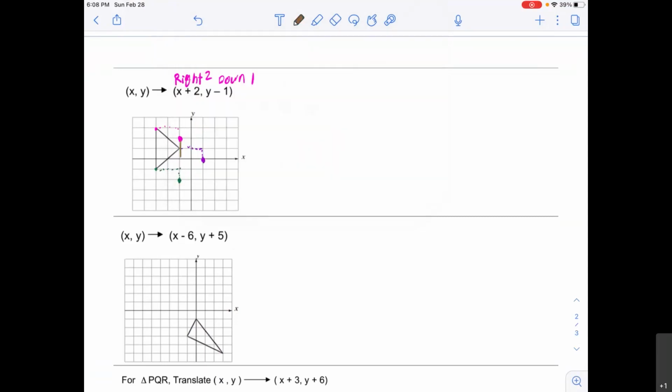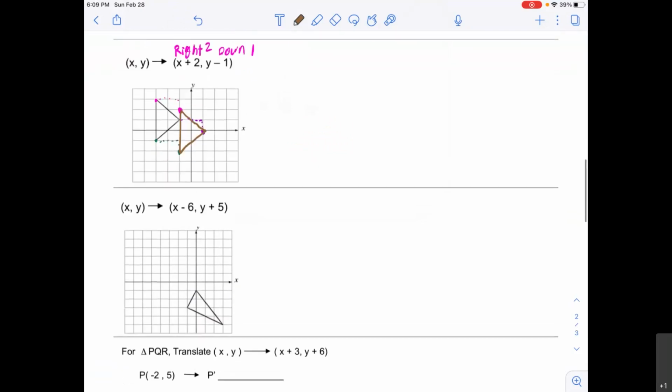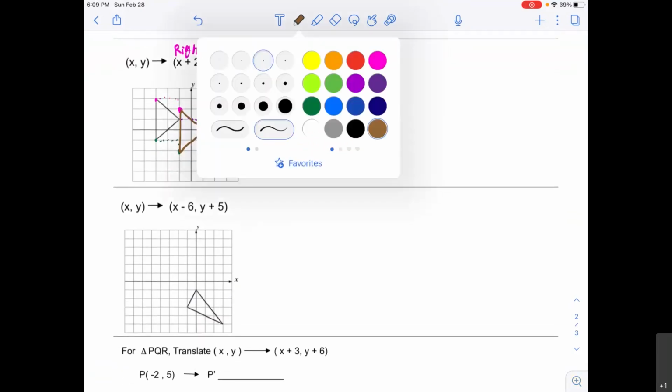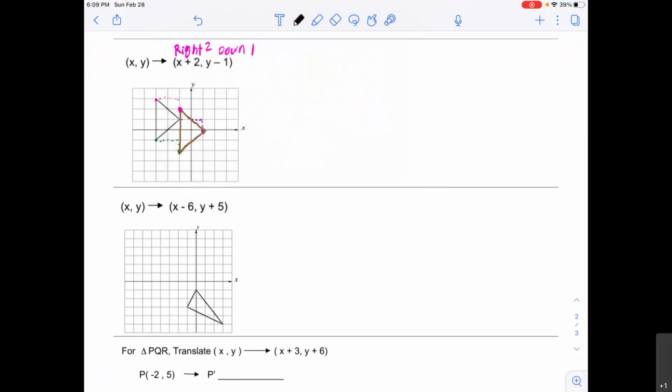Connecting those looks like this. And I have my answer. And I can see it looks exactly the same as my last picture. It just got slid over a little bit. Okay? So see if you can do this next one on your own. See if you can figure out how it's moving, and then move it on your own, and then restart the video to check your work when you're done.